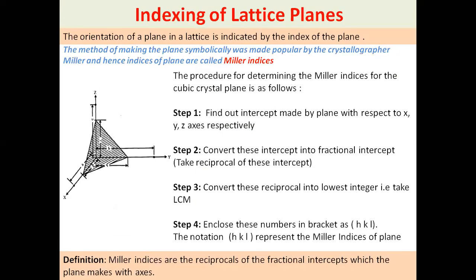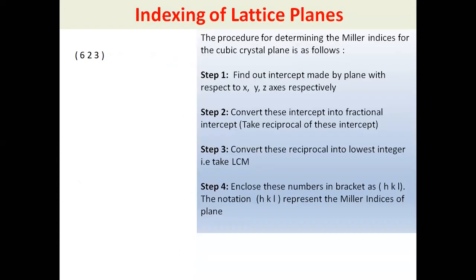So this is the definition. Miller indices are the reciprocals of the fractional intercepts which the plane makes with the crystallographic axis. So first we take the fractional intercept and then we make the reciprocal. That is called Miller indices. And these Miller indices are inserted in which brackets? What is the name of this bracket? Parenthesis. So you have to remember that.